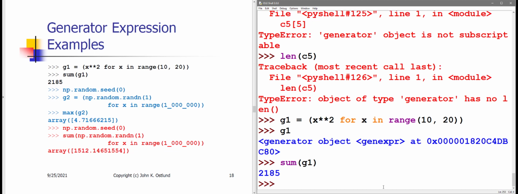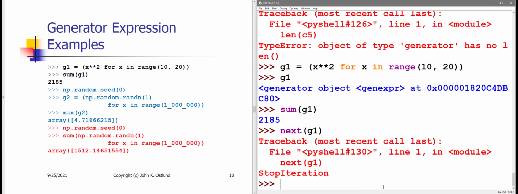Let me be clear that once you have used up a generator, you can't do anything else with it. So if I now ask for the next value from G1, I get stop iteration, because you create a generator, you use it once from beginning to end, and then it's dead. It's like you've reached the end of an input file. You can't continue reading from the end of an input file, and you can't continue getting next values out of a used up iterable.